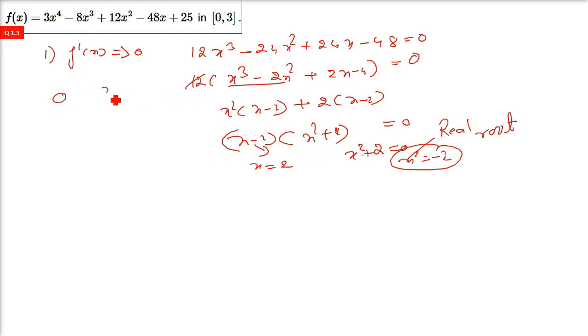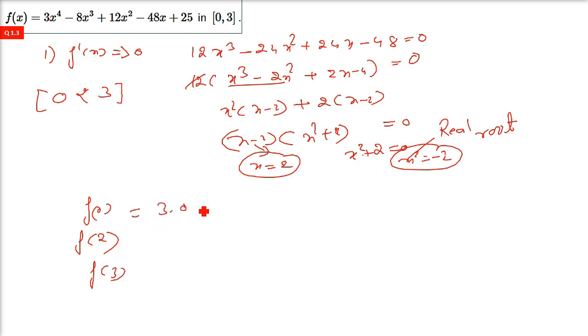So we have 0 and 3 already given in the question. But from here we got 2. There are 3 points here, 0, 2 and 3. And all these 3 points we are going to check for the actual value. So this 0, 2, 3 has to be placed in 3x raised 4 minus 8x cubed plus 12x square minus 48x plus 25. So I am now placing these values and trying to find out the different values we get after placing these critical points, 0, 2 and 3.